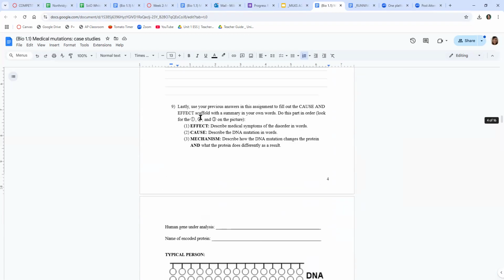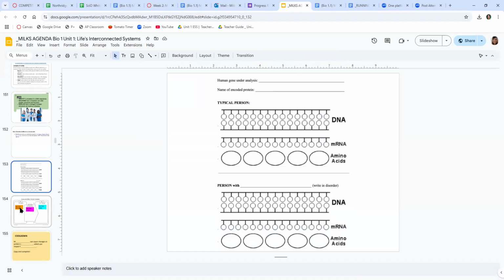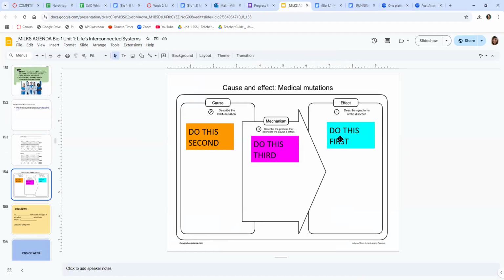It says here you're going to start with 1, which is the effect. You're going to describe the medical symptom of the disorder in words. 2 is the cause. You're going to describe the DNA mutation in words. And then the mechanism part, you're going to remix what you wrote up here to describe how the DNA mutation changes the protein and what the protein does differently as a result. So one more time, do this one first, do this one second, and do this one third.